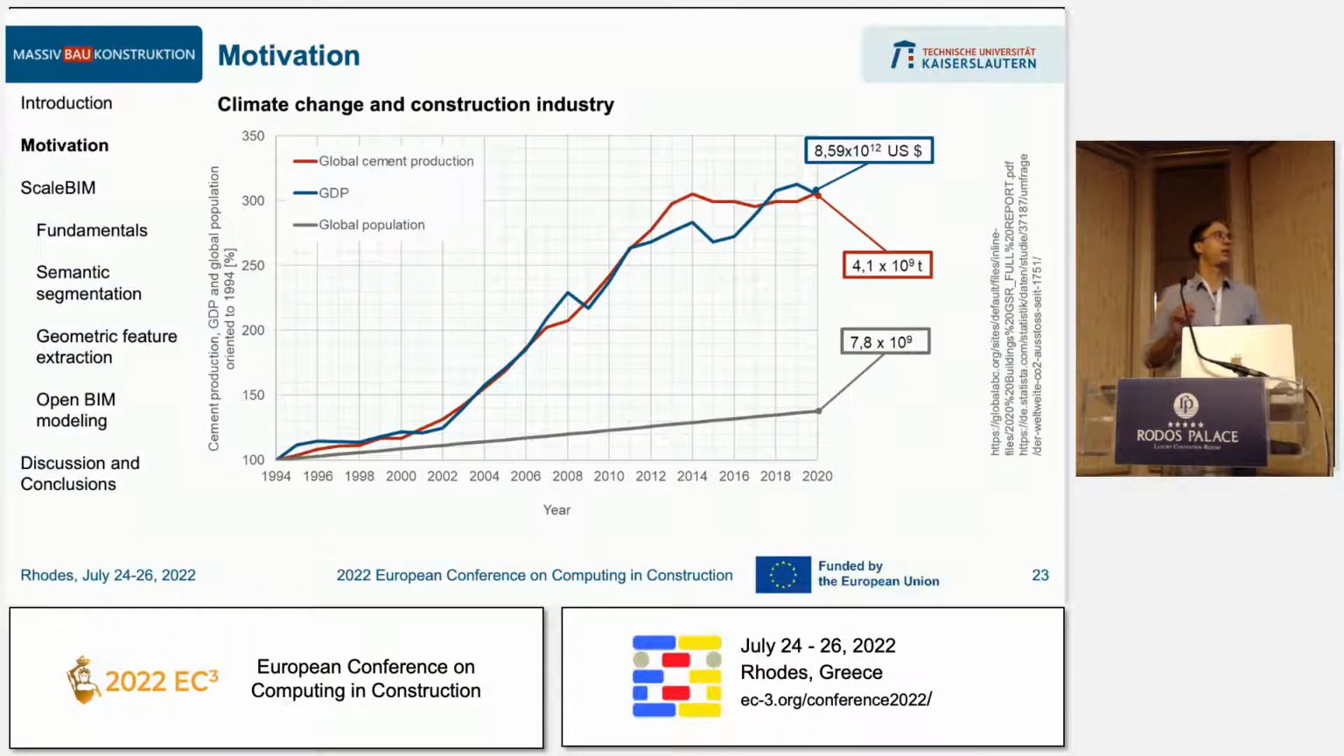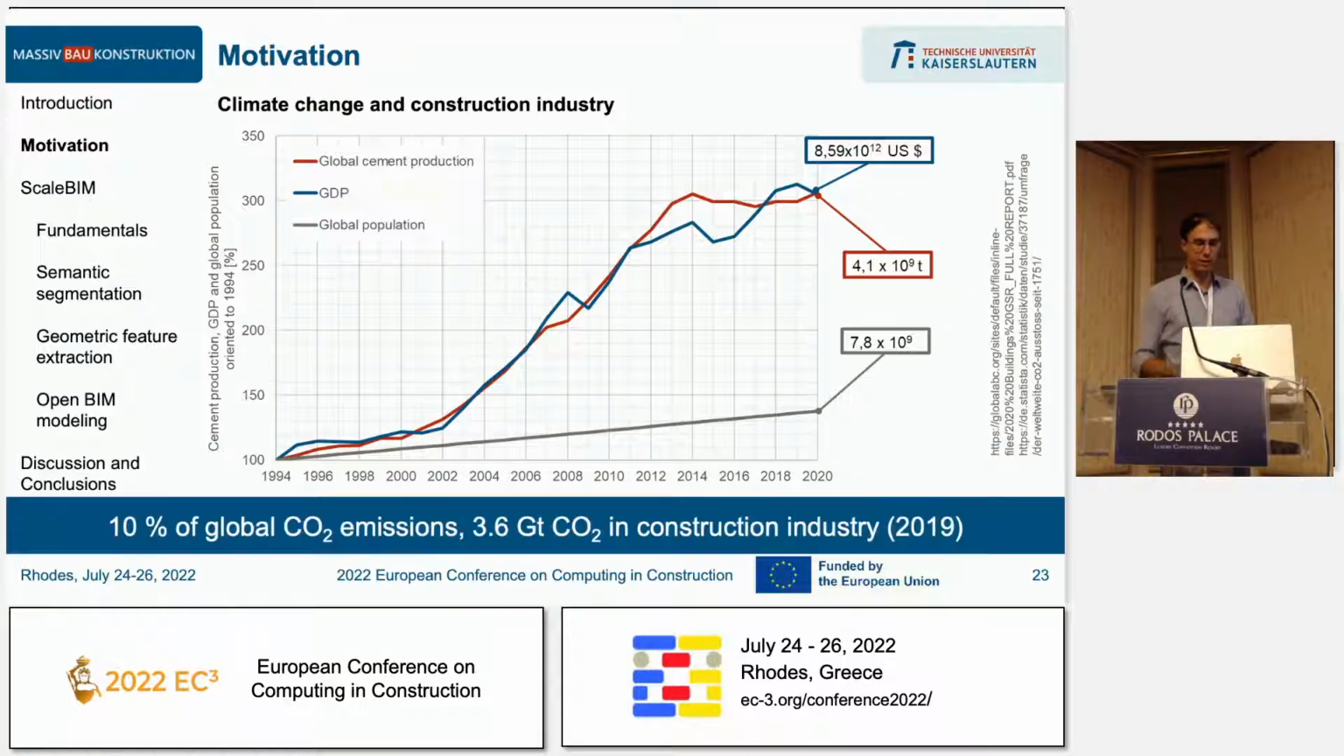greener? If you consider this graph here, you can see the global cement production and the global growth of the gross domestic product. Now, if we take the gross domestic product as a measurement for prosperity in the world, you can see that the global cement production is pretty much aligned to the increase in prosperity. This is a problem because the construction industry is responsible for 10% of global CO2 emissions, and 8% of these 10% are actually caused by cement production. So this results in 3.6 gigatons of CO2 in the construction industry by 2019.